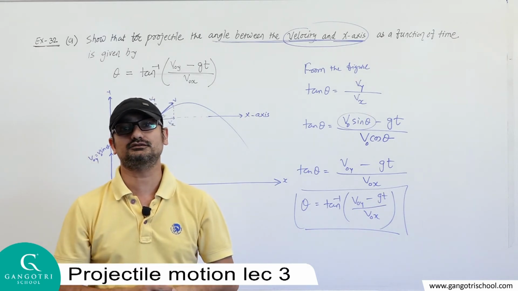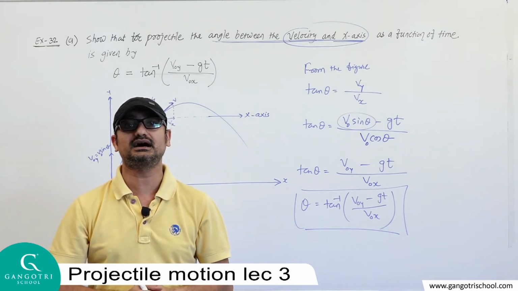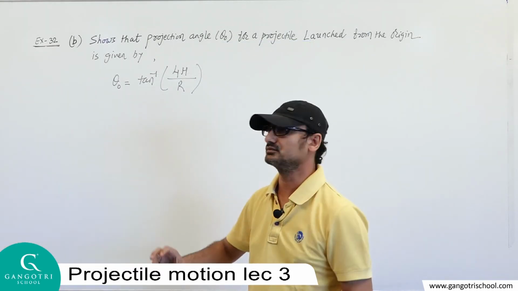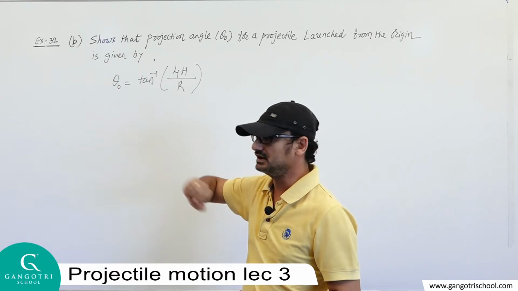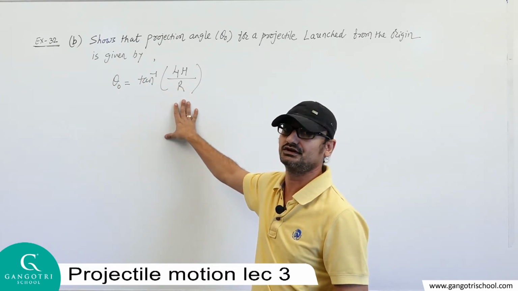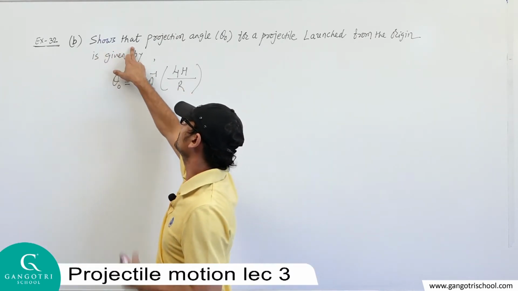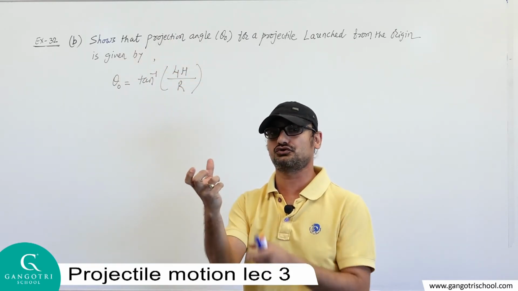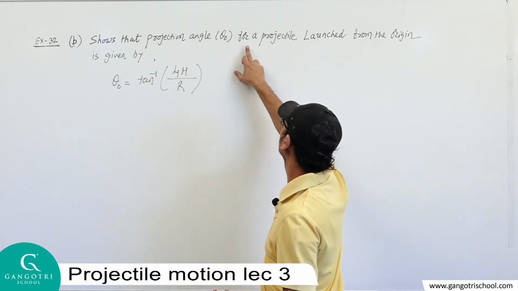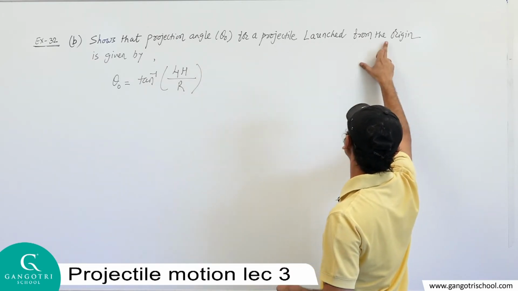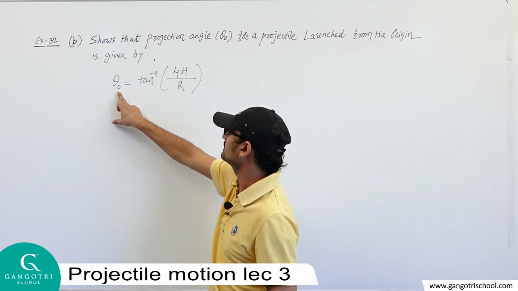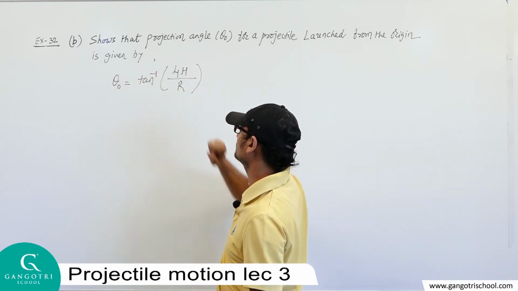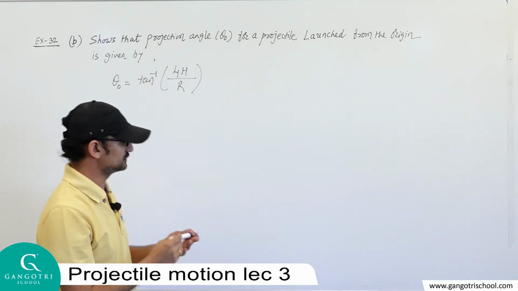In B also they ask us to derive one formula. Let's see which formula they ask us to derive in B. This is exercise sum number 32, question number B. Also, as I said earlier, they ask us to prove an equation. Show that, which means prove that, the projection angle theta 0, the angle at which you throw the object, for the projectile launched from the origin, is given by this equation in terms of maximum height and range. Okay, let's derive this equation, dear student.